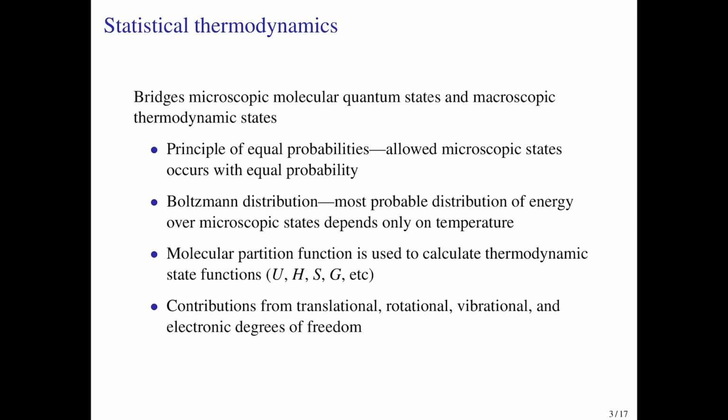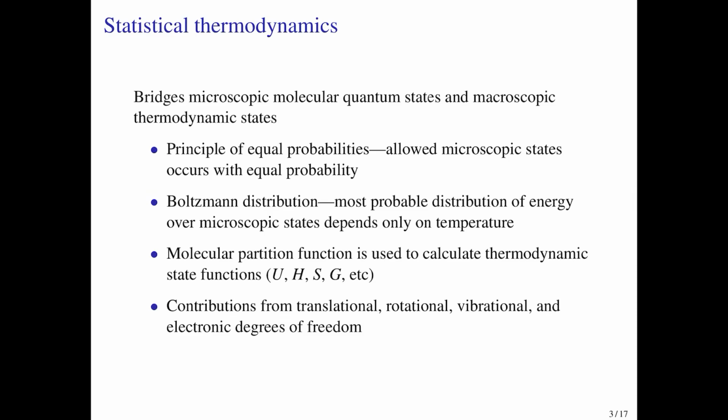From the Boltzmann distribution, you can construct something called the molecular partition function, which can then be used to calculate thermodynamic quantities like the internal energy, the enthalpy, the entropy, the Gibbs free energy, chemical potential, equilibrium constants. All the stuff that we talked about in Chem 450 can be derived from the partition function.